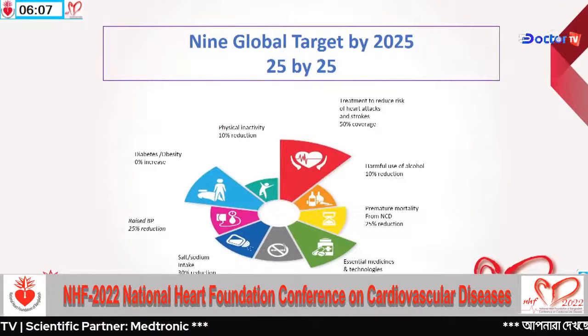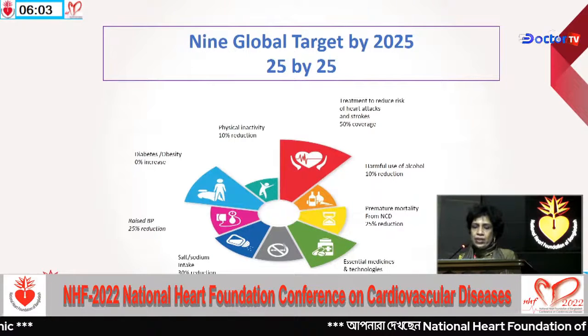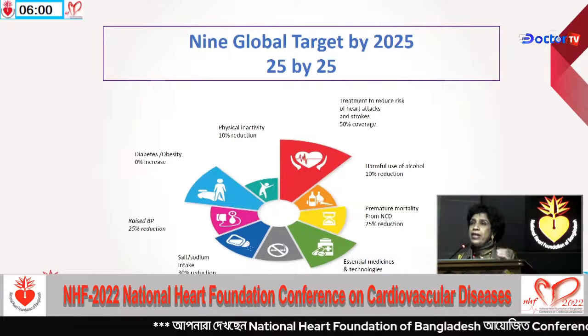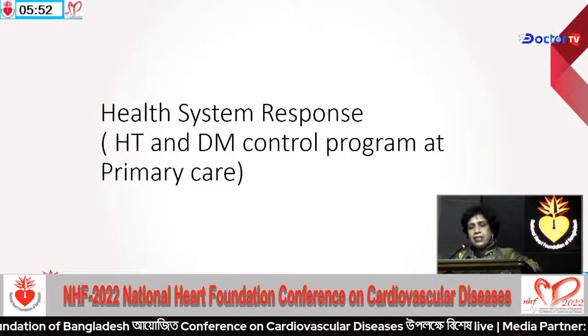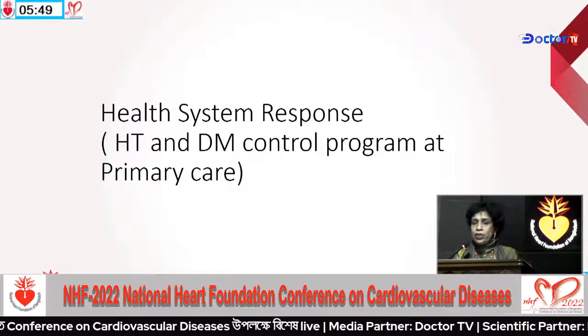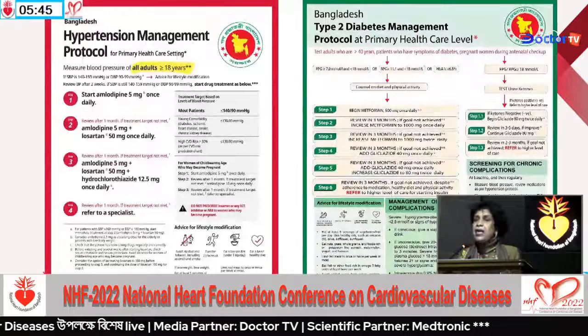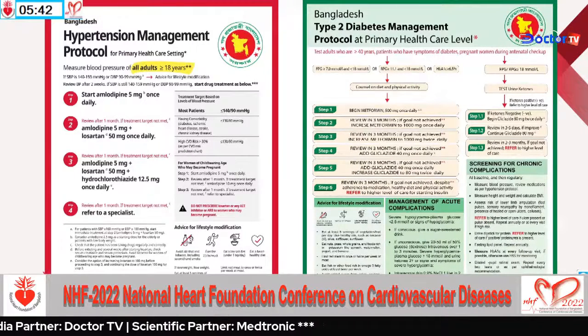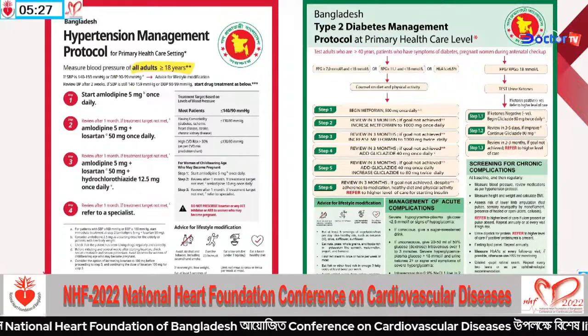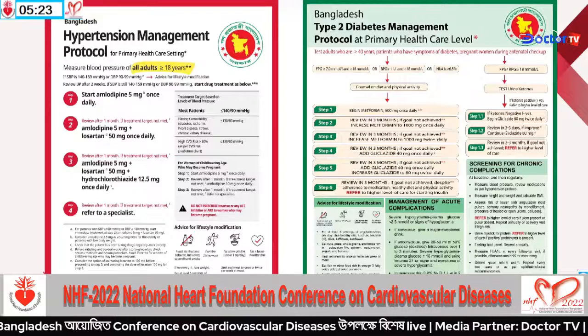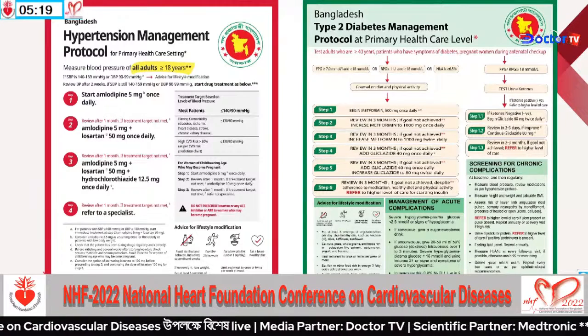And in fact, WHO has 9 global targets by 2025, and one of them is a 25% relative risk reduction of blood pressure. And in Bangladesh, the healthcare system is really working on reducing hypertension as well as diabetes at the primary healthcare level. And it's such a proud moment for me to say that National Heart Foundation is a part of this endeavor, and we are working with Resolve to Save Lives as well as the NCDC Center of DGHS of the Health Ministry of Bangladesh. And we have come up with the protocols for control of hypertension as well as control of diabetes at the primary healthcare level.